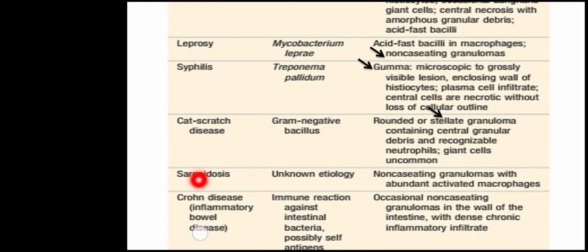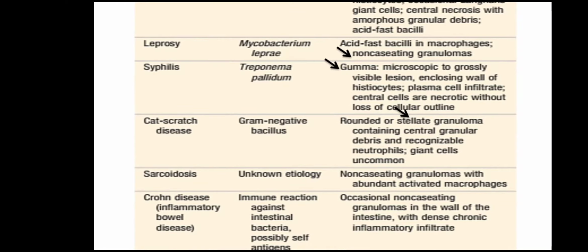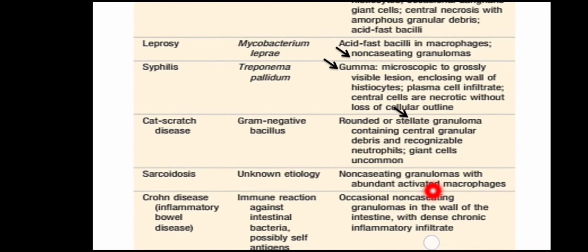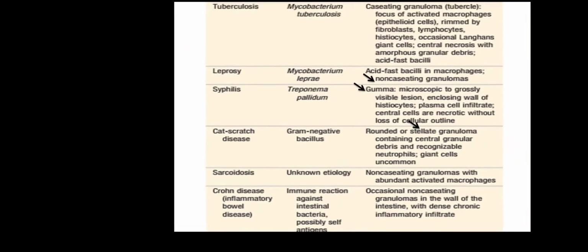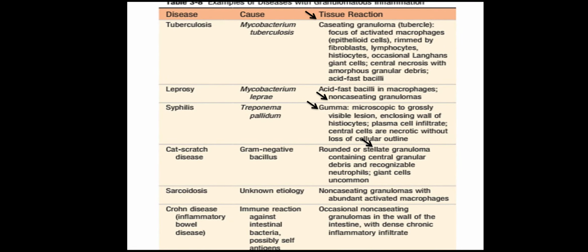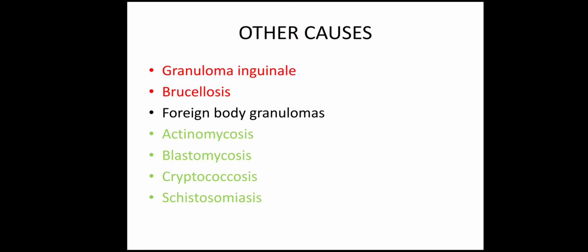Next important disease is Crohn's disease. It is an inflammatory bowel disease, and it is also as a result of immune reaction. So it again shows non-caseating granulomas, and it can also show the Langerhans giant cells. So these are the important causes or differential diagnosis of granulomatous inflammation. There are certain other causes also, like granuloma inguinale, brucellosis, foreign body granulomas, then blastomycosis, cryptococcus, and parasites like schistosomiasis. So these are the other important causes of granulomatous inflammation.